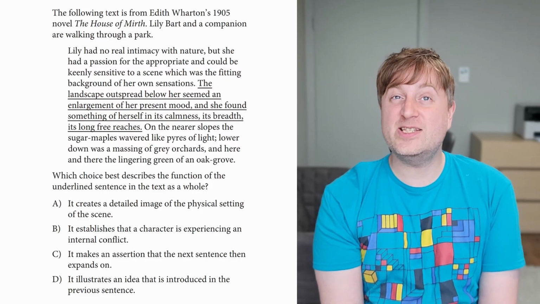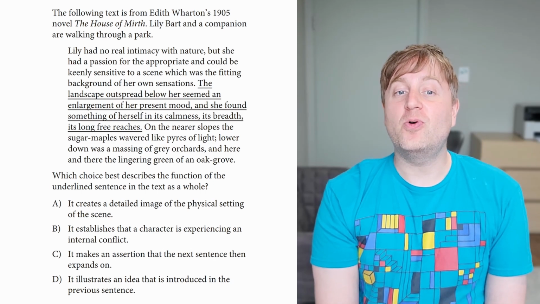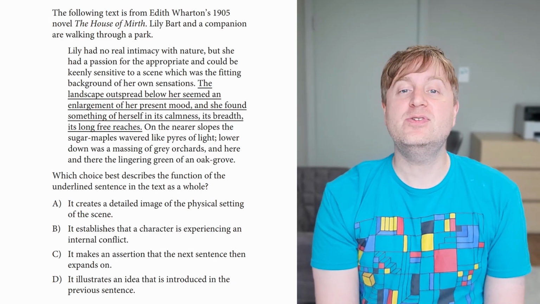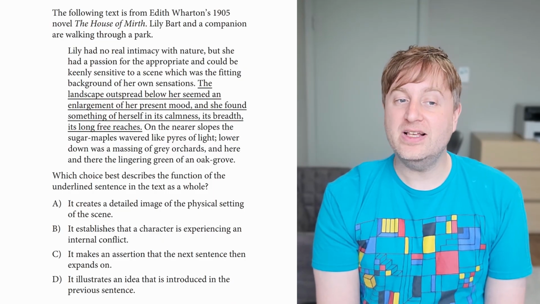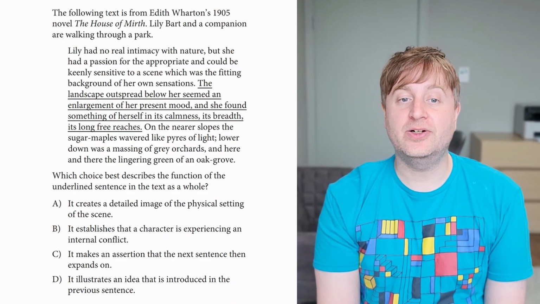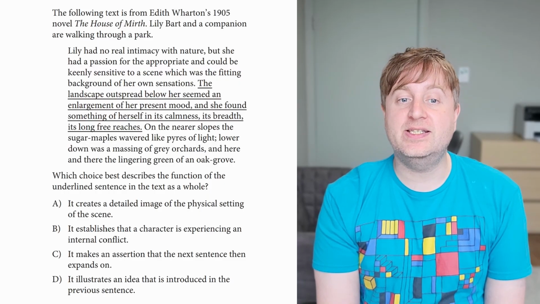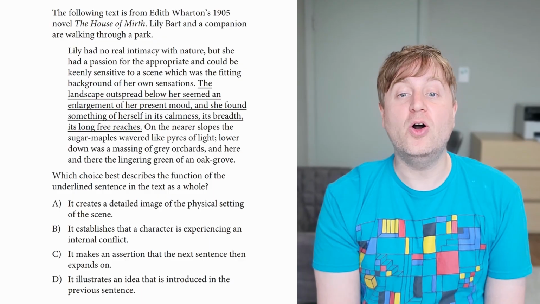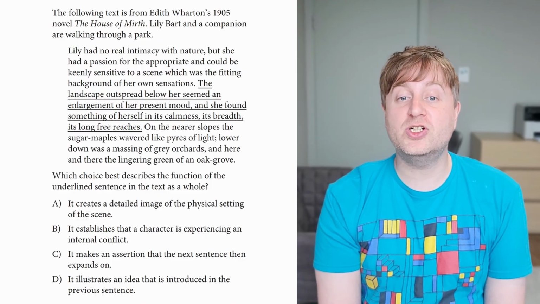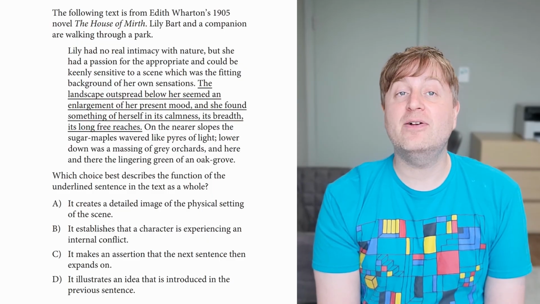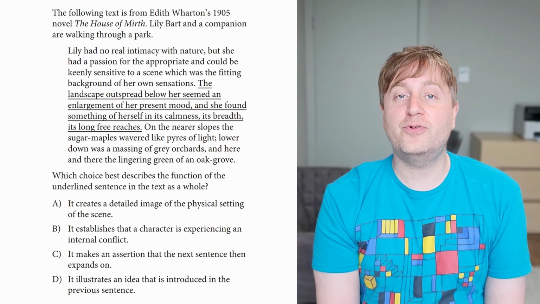So again, let's read the text starting with the context. The following text is from Edith Wharton's 1905 novel, The House of Mirth. Lily Bart and a companion are walking through a park. Lily had no real intimacy with nature, but she had a passion for the appropriate and could be keenly sensitive to a scene which was the fitting background of her own sensations. The landscape outspread below her seemed an enlargement of her present mood, and she found something of herself in its calmness, its breadth, and its long, free reaches.